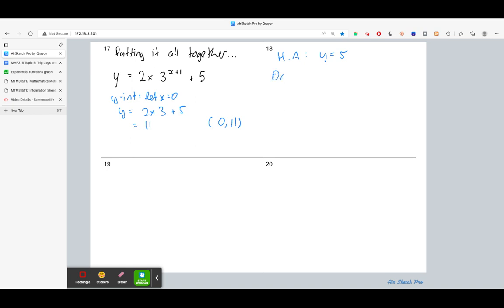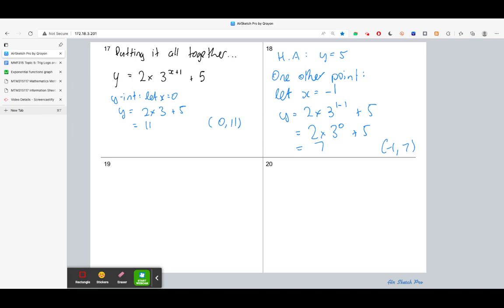So one other point. If I had an x-intercept, that would be the one other point, but I don't. So I'm going to go one other point, and I'm going to say let x equal negative 1. So I'm going to have y is equal to 2 multiplied by 3 to the power of 1 minus 1 plus 5. So that's 2 times 3 to the power of 0 plus 5. 3 to the power of 0 is 1. So that just leaves me with 2 here, and 2 plus 5 is equal to 7. So my other point is minus 1, 7.